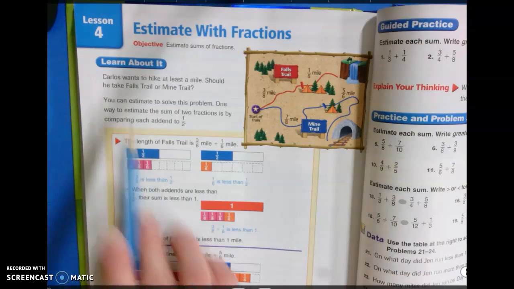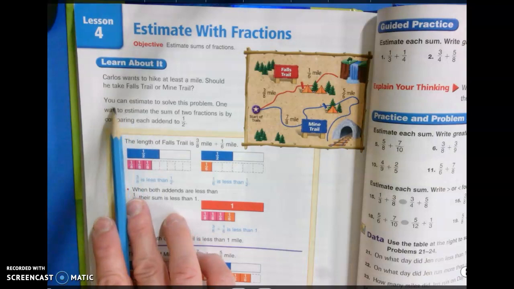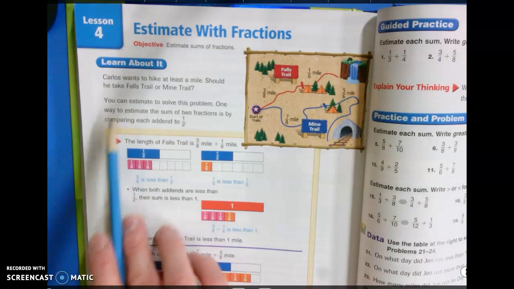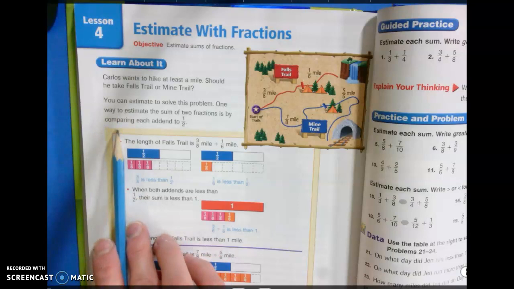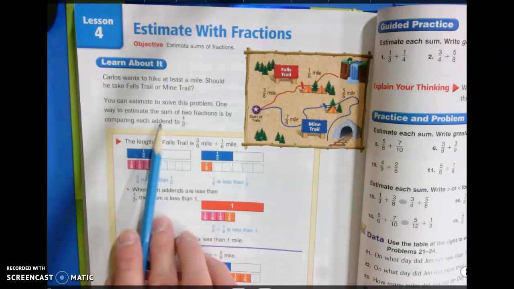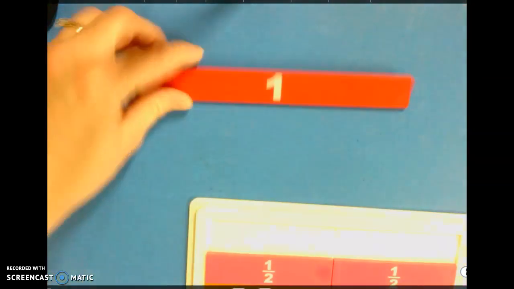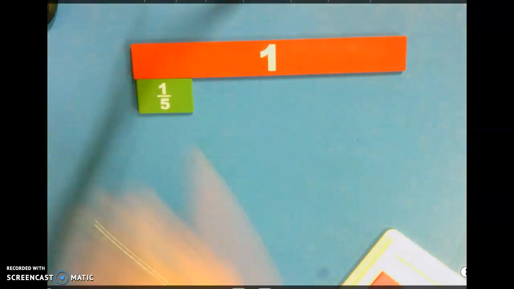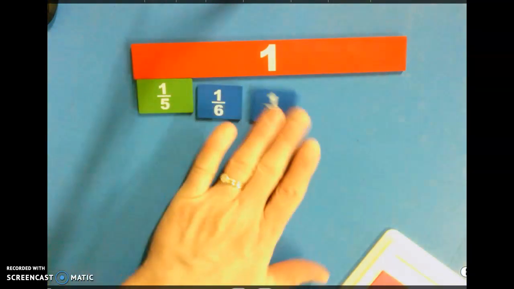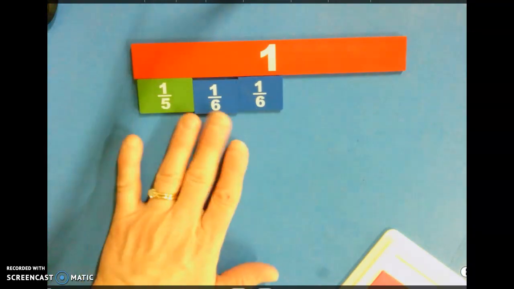So that's what they're going to suggest that you do for almost all these problems today. You can estimate to solve this problem. One way to estimate the sum of two fractions is by comparing each addend, each piece in an addition problem, to a half. And if I think about my models again, if I have my one stick, let me pull a few out. If I have my one whole, and I've got, let's say, for right now, 1/5, and then I'm going to maybe add 2/6.